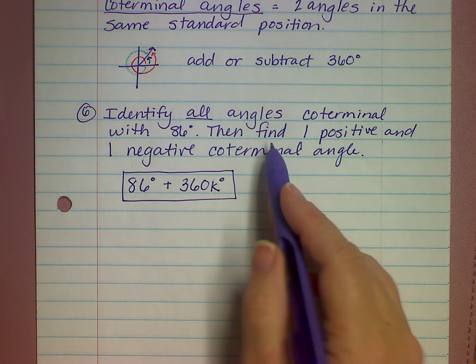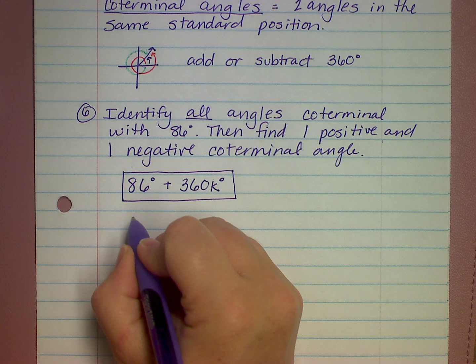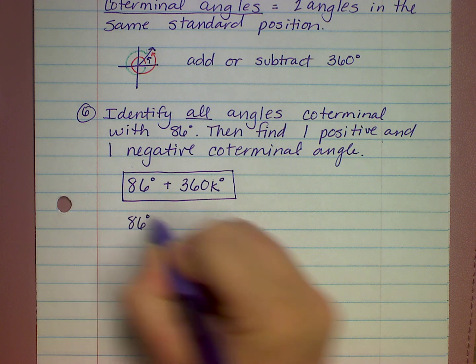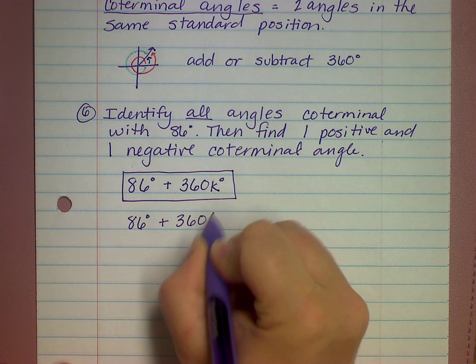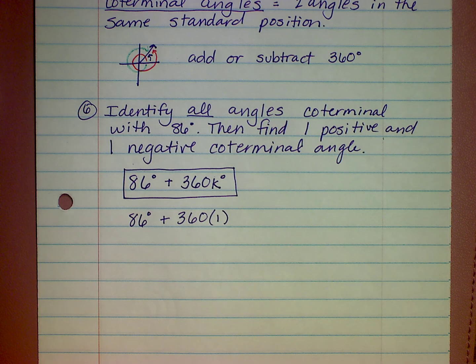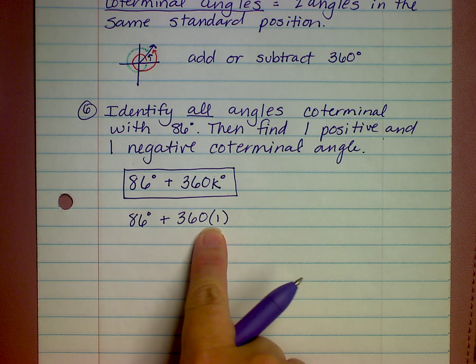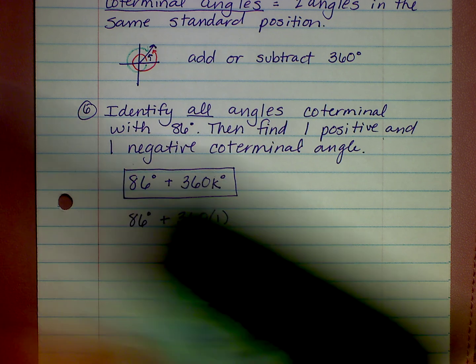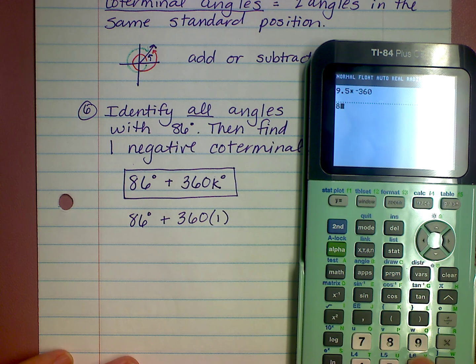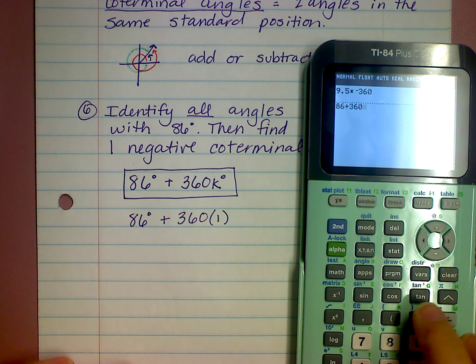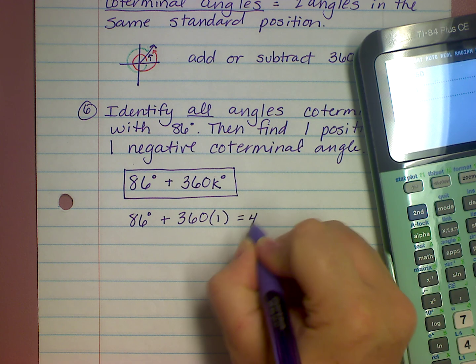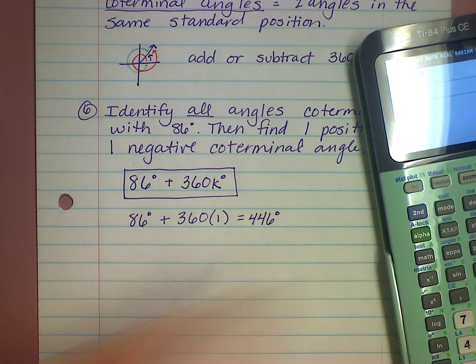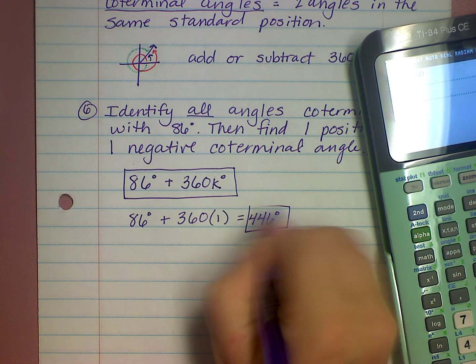Okay, now I need to find one positive, one negative. So if I do 86 degrees plus, let's do one rotation, making K equal 1, using that. That would be 86 plus 360 times 1, which is just 360. There is 446 degrees. That is a positive coterminal angle to 86 degrees.